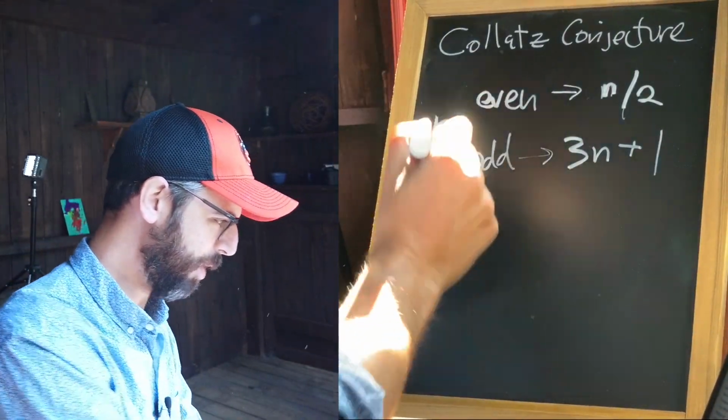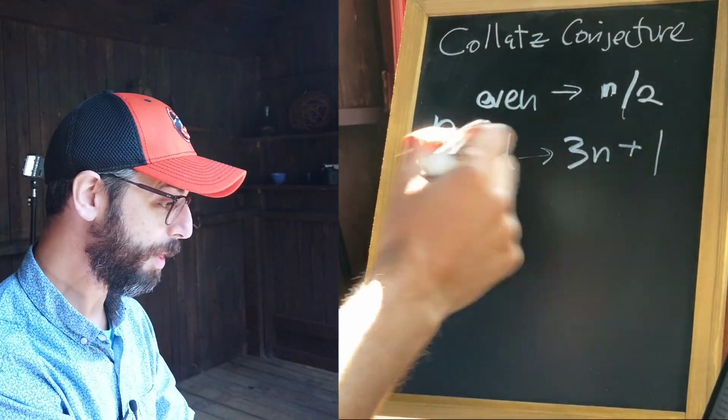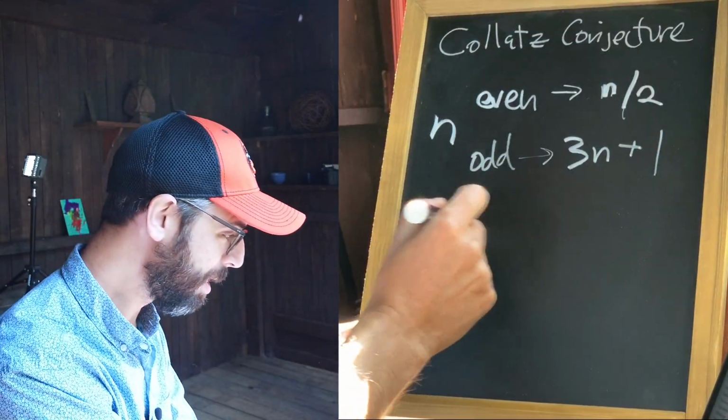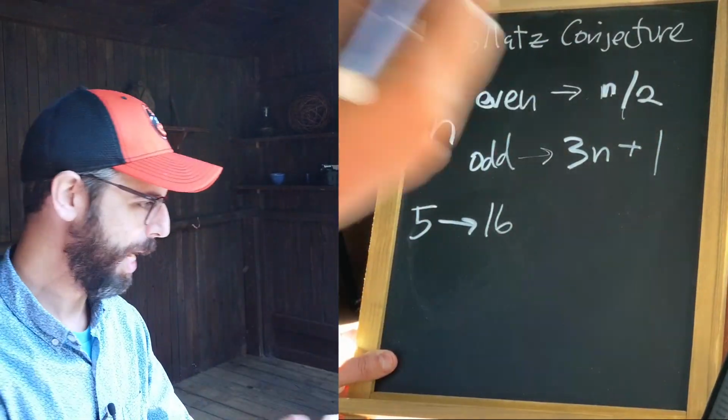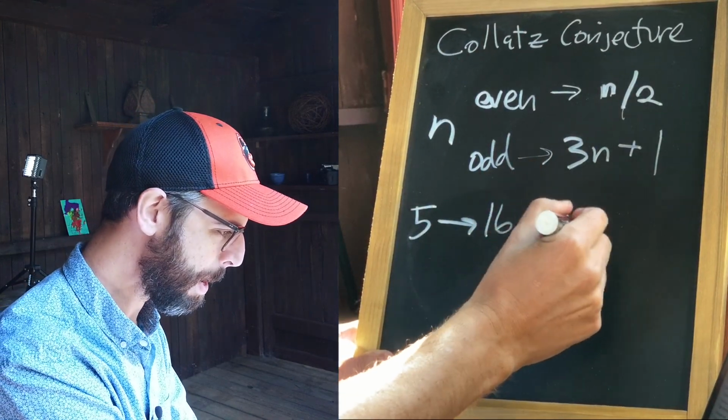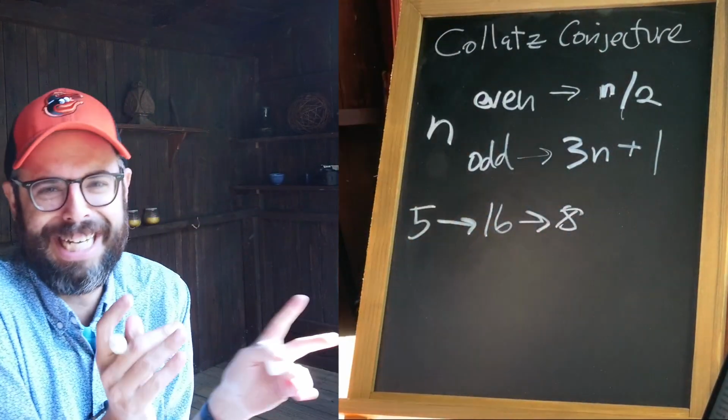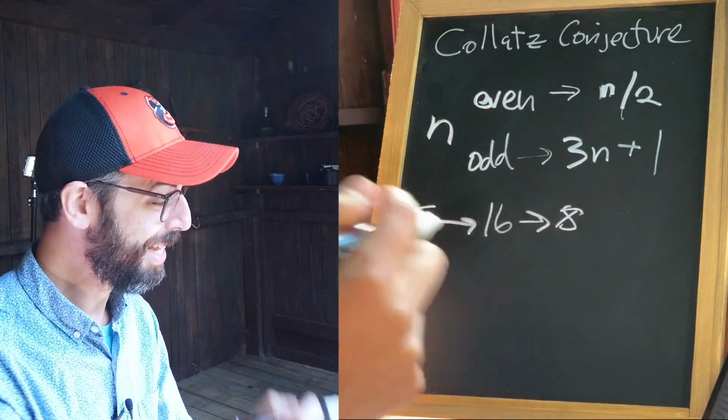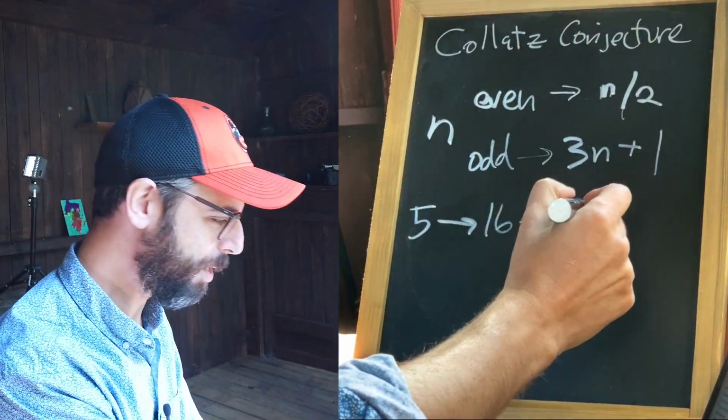So why is this sequence interesting, meaningful, mysterious? Let's start with a number. Let's say I'm going to start with the number 5. So following this, 5 is odd, multiply it by 3, 15, add 1, I get 16. That's even, divided by 2, I get 8. Oh, the scratching of the chalkboard's bothering me. Now, 8, that's even, divided by 2.